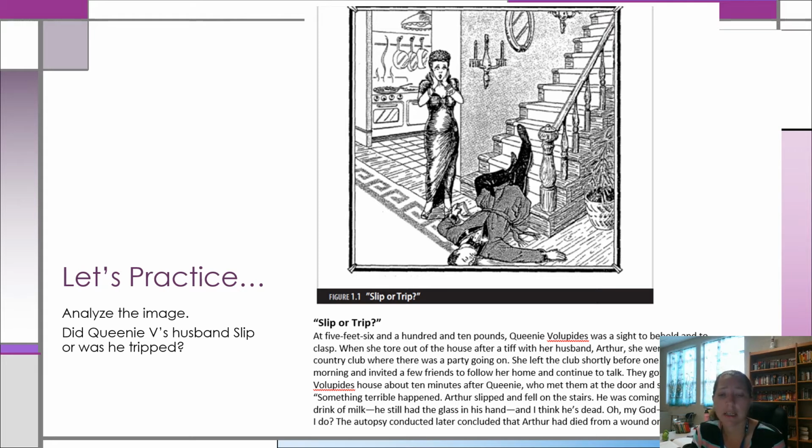The autopsy conducted later concluded that Arthur had died from a wound on the head. Okay, so take a look at this picture. All right, you're asking yourself, did Arthur slip down the stairs or was he tripped? Okay, so ask yourself that question. Look at that picture very closely. Look at all the details in that picture.